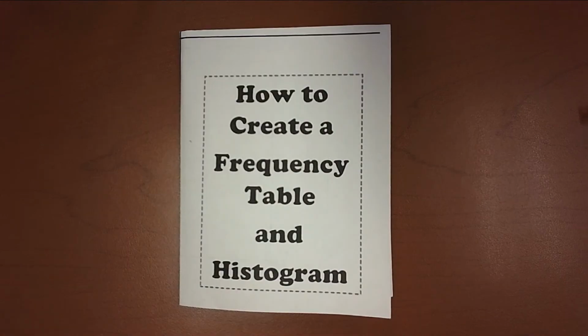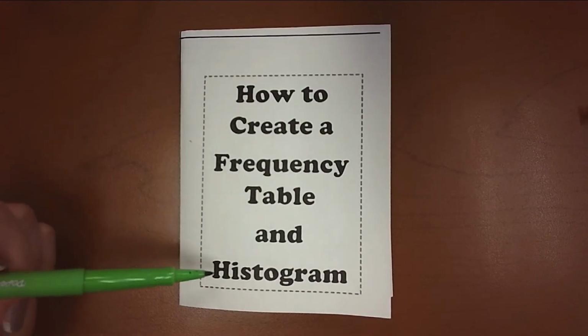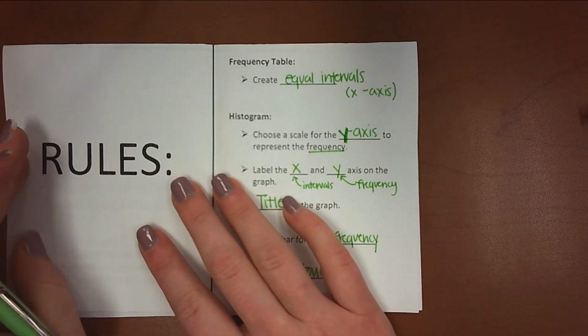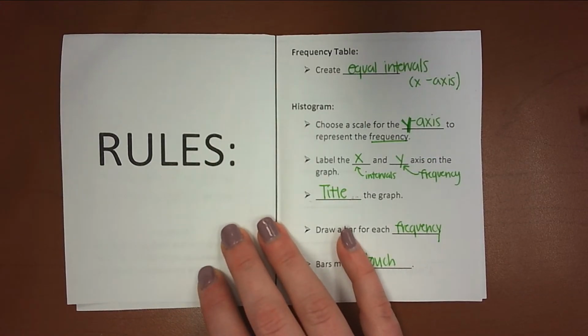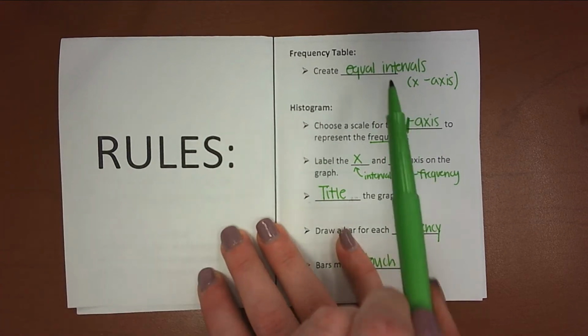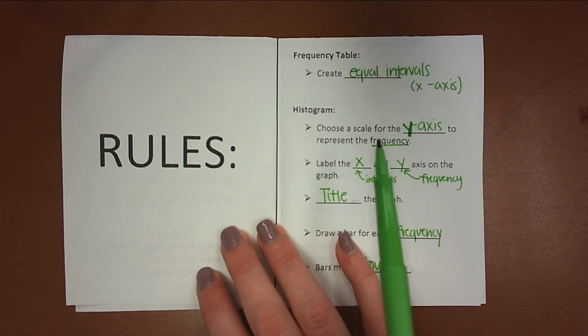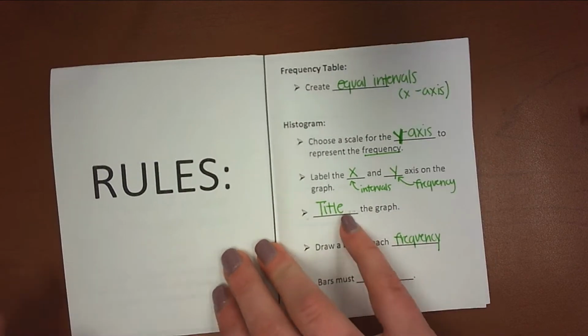Today we're working on how to create a frequency table and histogram, and we've already talked through our rules for frequency tables and histograms. We've decided that for our frequency tables, we have to create equal intervals, and then we've got some rules for histograms. So I'm going to open up and start with the frequency table first.